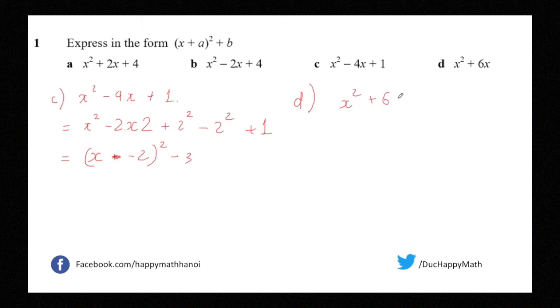And question D, x square plus 6x. So x square is a square plus 2ab, and b equals 3, plus b square minus b square. Yes, this keeps the original expression unchanged, and plus 0 because we have no constant number in the original expression. So the first three terms give x plus 3 square, and minus 9 because 3 square equals 9. Okay.